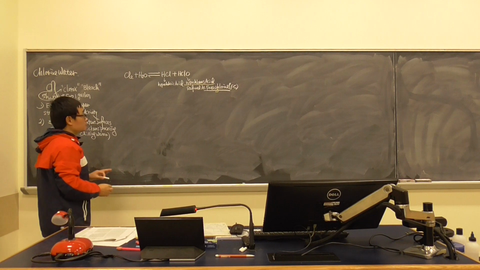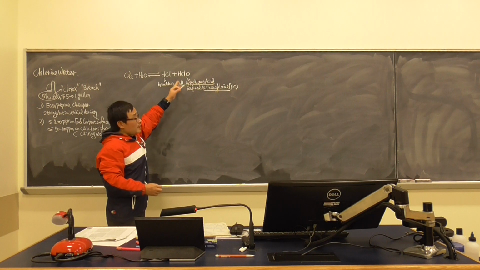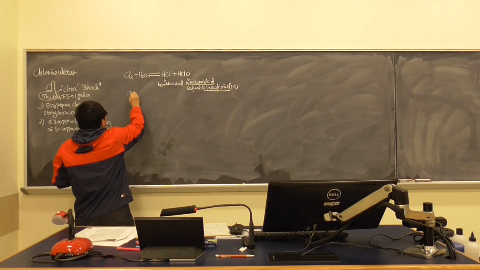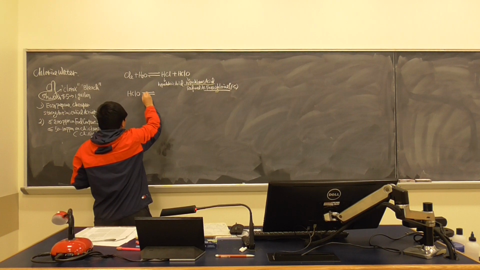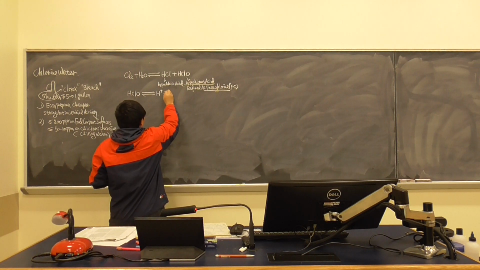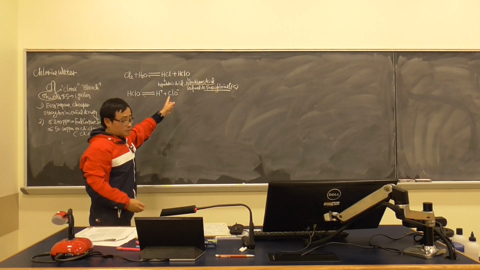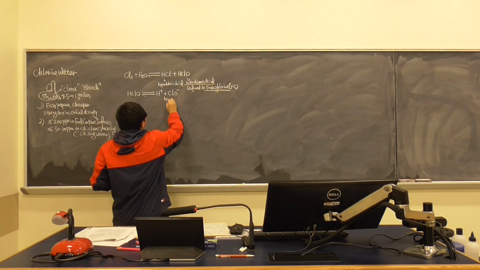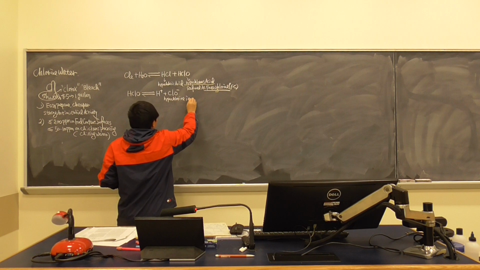But I want to also tell you, this product here is highly related to the pH. Now what happens is, this HClO could also go another direction. It will generate proton ions and ClO negative. This is the hypochlorite ions.